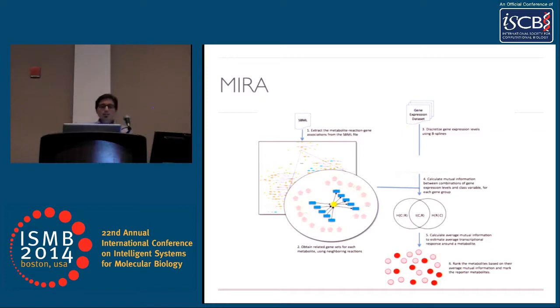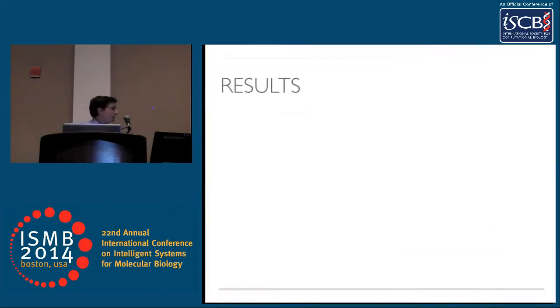Then it gets the gene expression data set. It discretizes the observations with these splines, and then it finds the mutual information between the groups of genes and their expression levels and the class variable. Finally, for each reaction it has a mutual information. Then it averages the mutual information assigned to each reaction to find the value for each metabolite. So then it reports the significant ones as reporter metabolites.